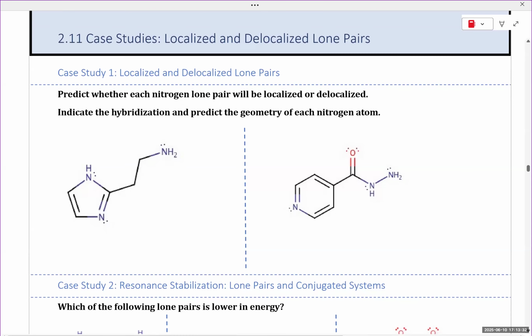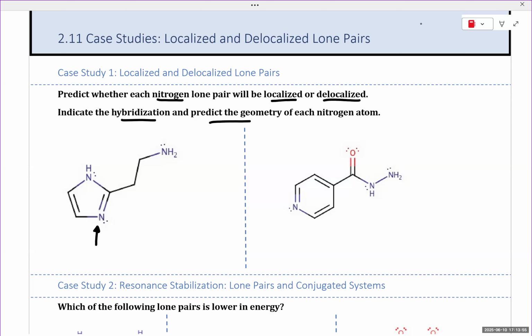Okay, let's do some case studies regarding localized and delocalized lone pairs. So in this case, we're asked to predict whether each nitrogen lone pair will be localized or delocalized, and indicate the hybridization and predict the geometry of each nitrogen atom. So let's take a look now.